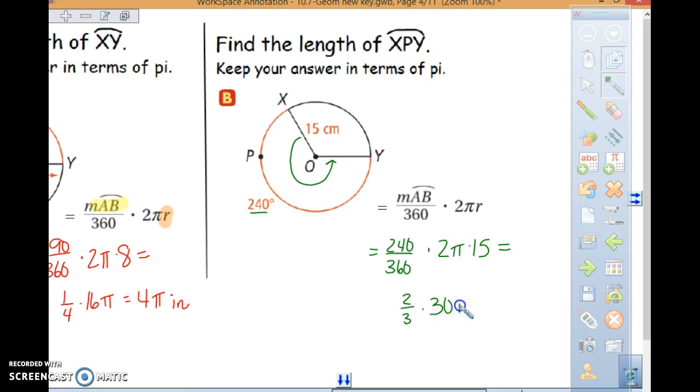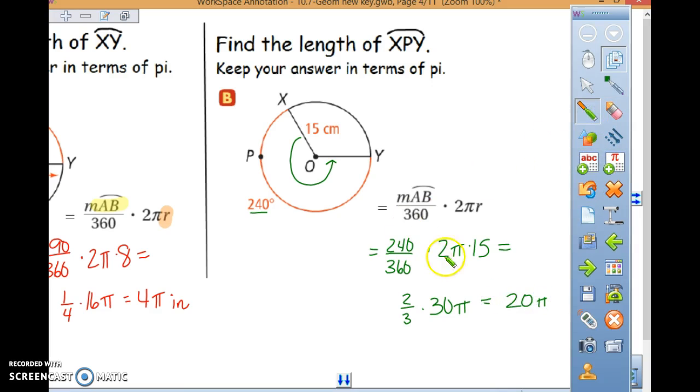2 times 15 is 30. So we're getting 20 pi. When we're doing these calculations, we're doing all the green numbers except for pi to just get that lead coefficient. Our label for our radius is given at 15 in centimeters, so our answer will be in centimeters.